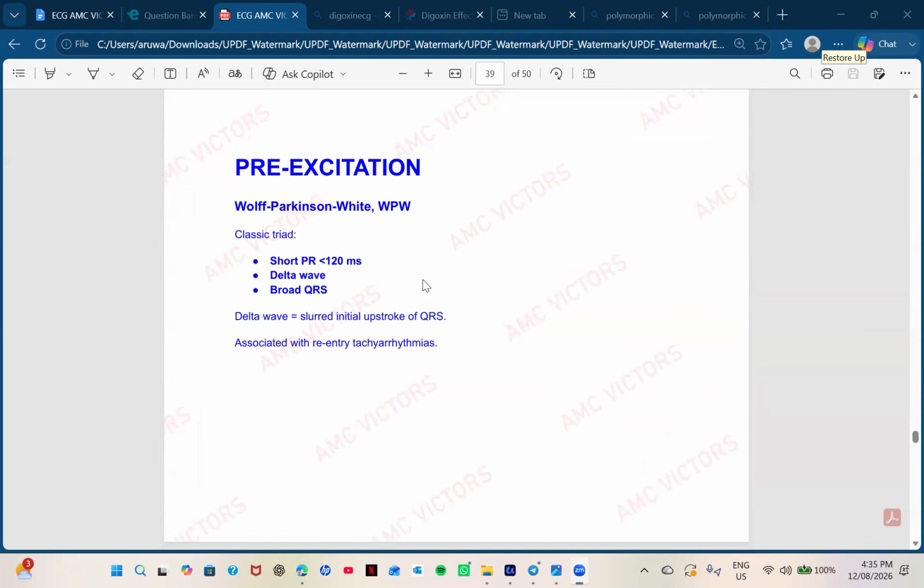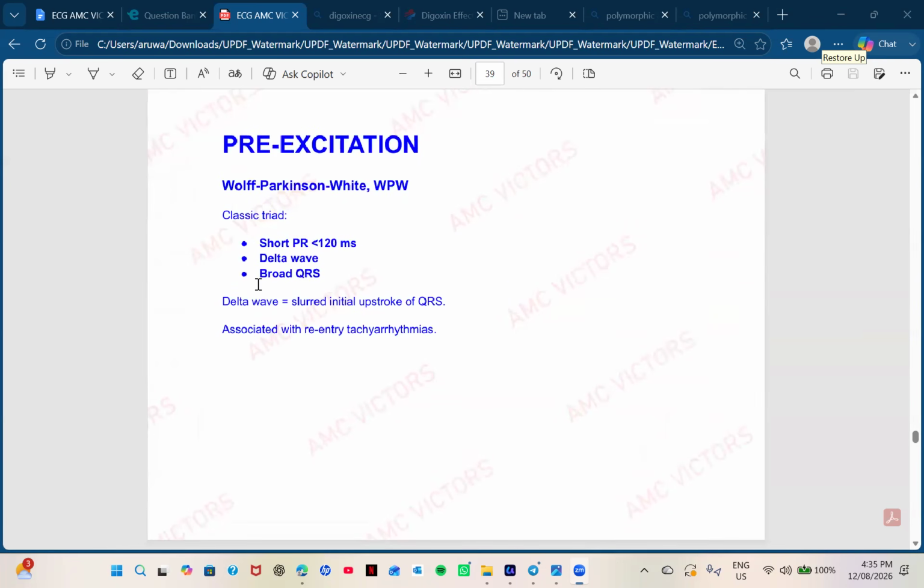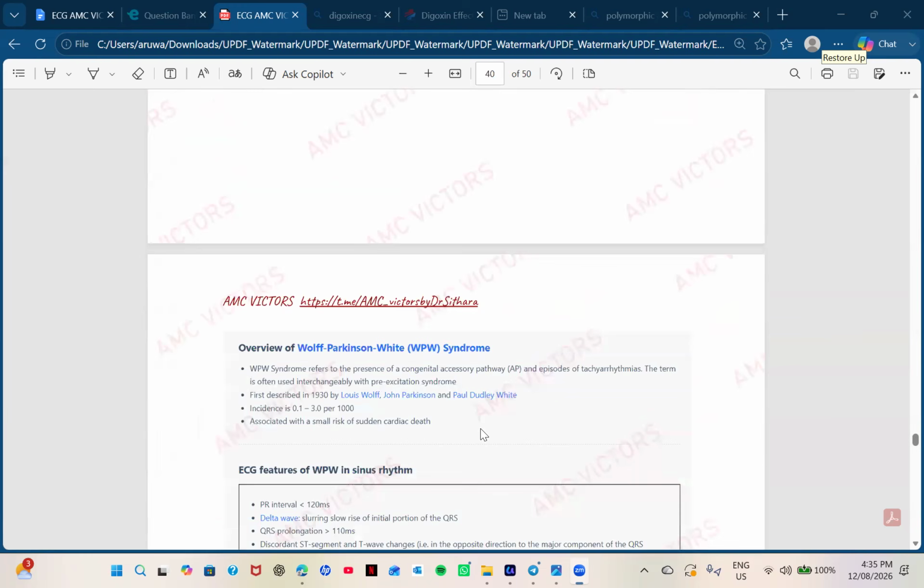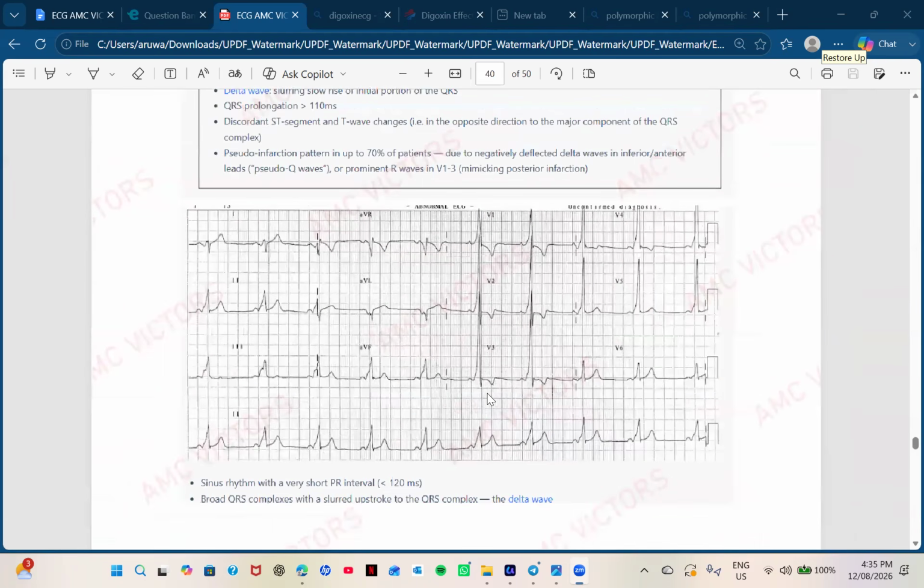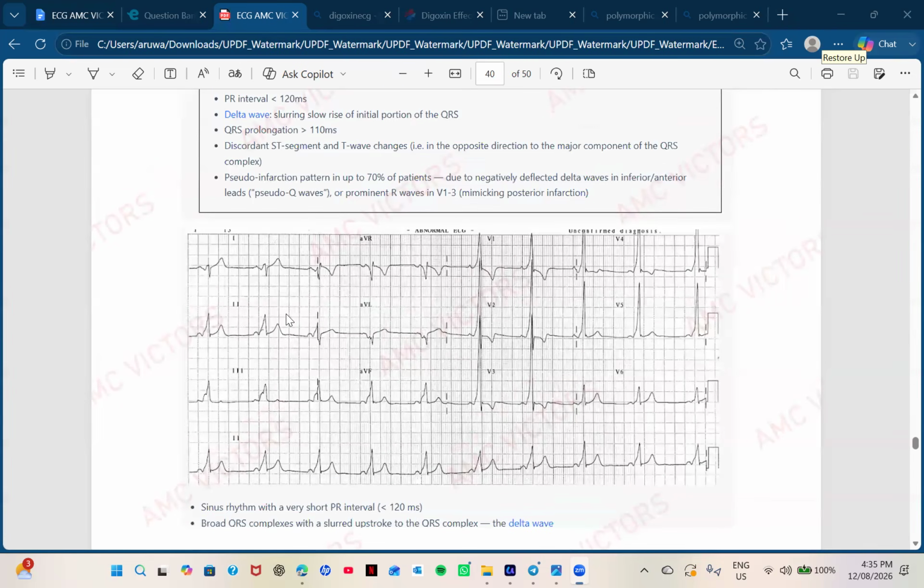So, pre-excitation, Wolff-Parkinson-White syndrome. We have the triad: short PR less than 120 milliseconds, delta waves, and broad QRS. What is a delta wave? It is a slurred initial upstroke of the QRS, associated with re-entry tachyarrhythmia. Where's the delta wave? The delta wave is like a quick upstroke here. Can you see? This is the delta wave.